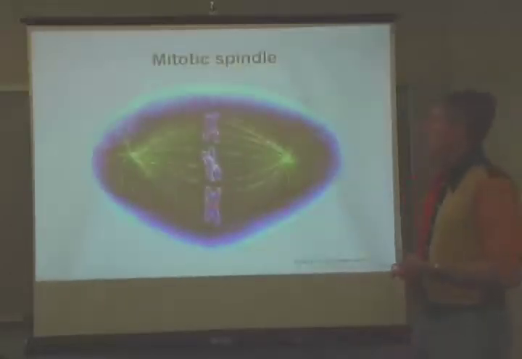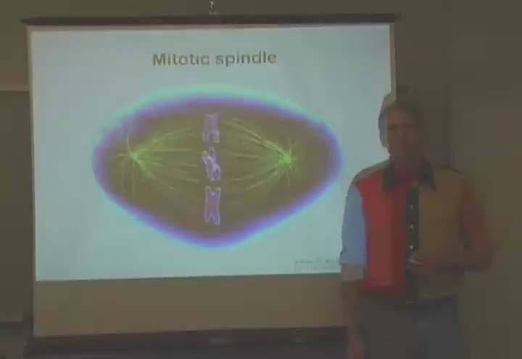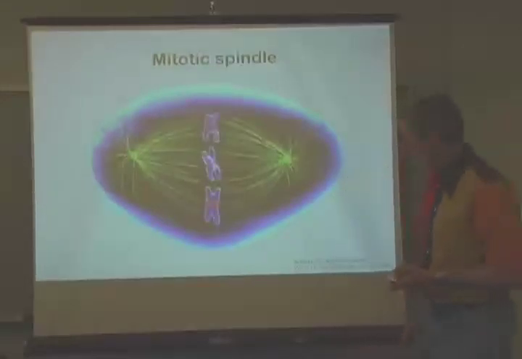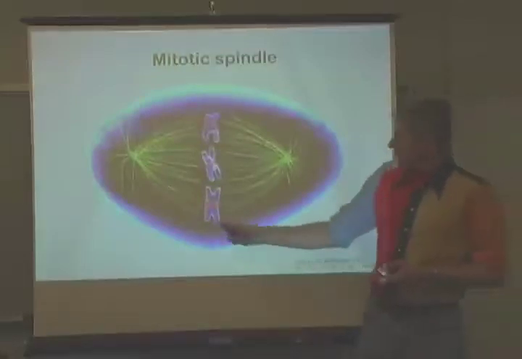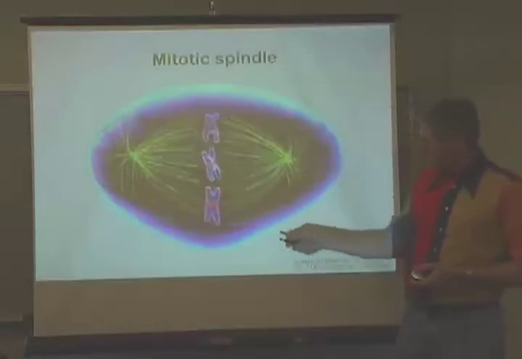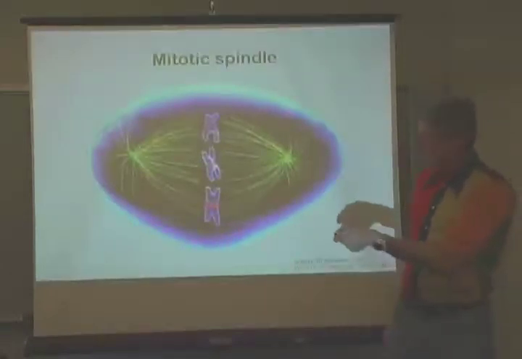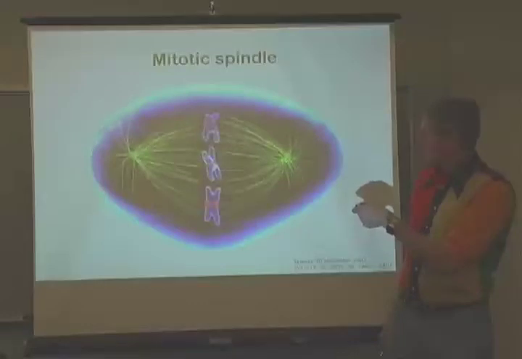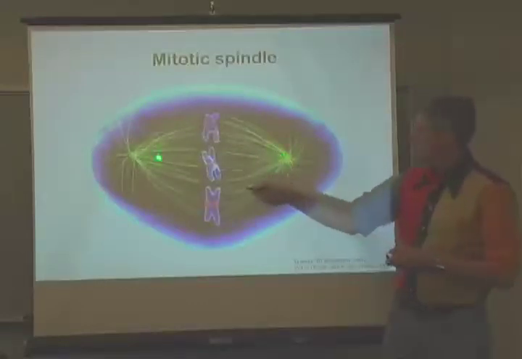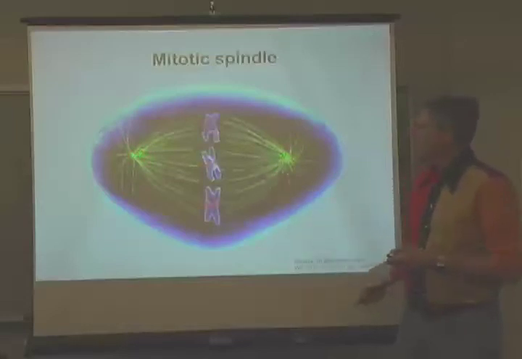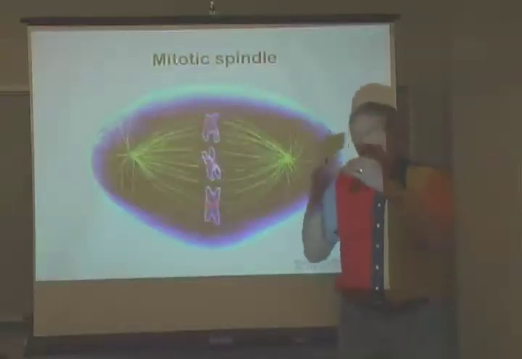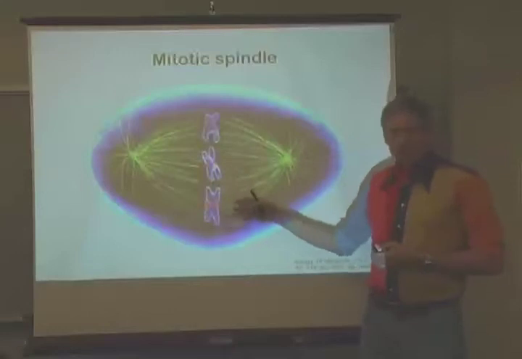Let's talk about microtubules and the mitotic spindle. Here's a beautiful picture from Science 2007 showing the mitotic spindle with chromosomes attached. These red things are the kinetochores attached to kinetochore microtubules. These are the microtubule organizing centers. This is metaphase.